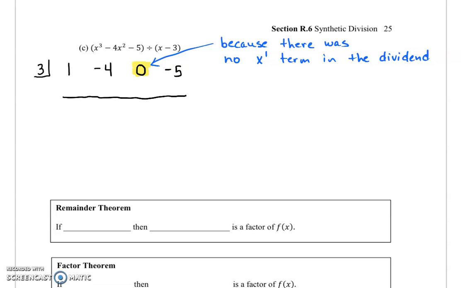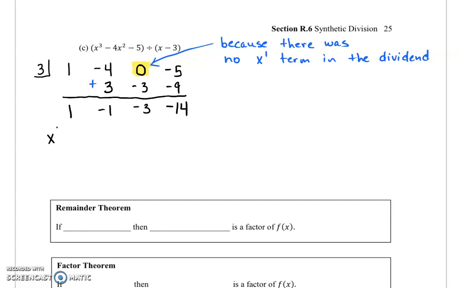Otherwise, it's synthetic division like normal. So we bring the first coefficient down, multiply it by what's in the box and put it under the next coefficient. And then we add, and then we can get in our little rhythm. So multiply, add, multiply, add. And so what do we have?